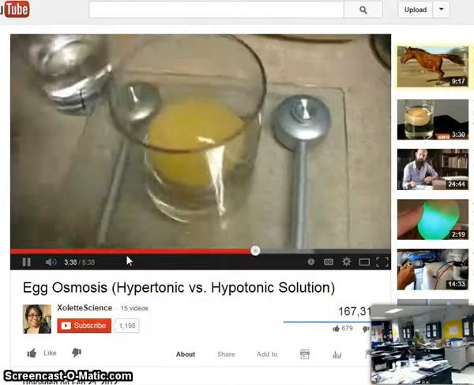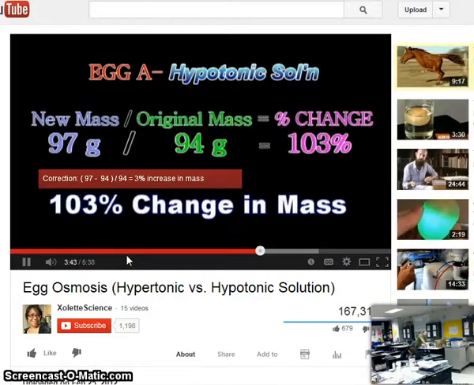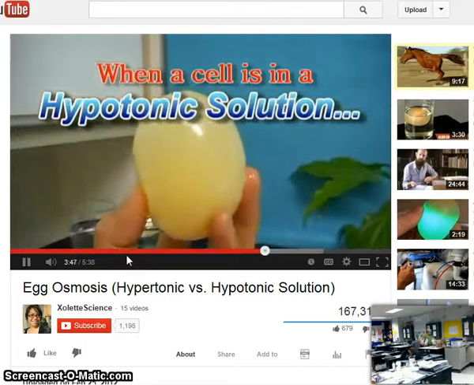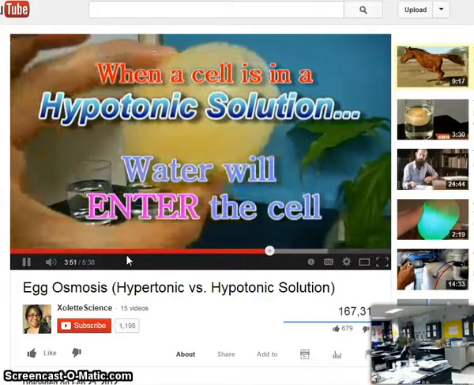Egg A now has a mass of 97 grams. Egg A increased slightly to 103% of its original weight. We can conclude when a semi-permeable cell is in a hypotonic solution, water will enter the cell.